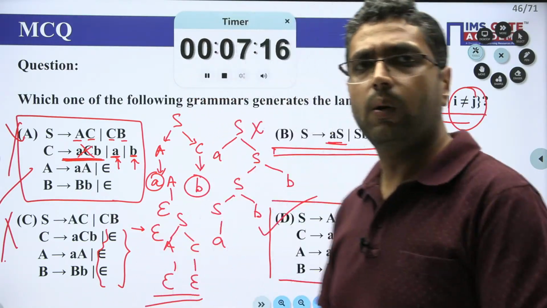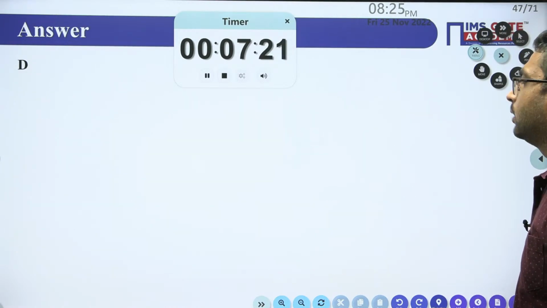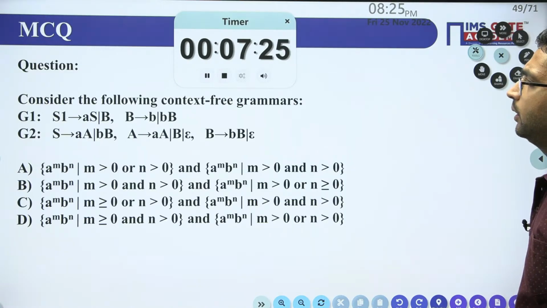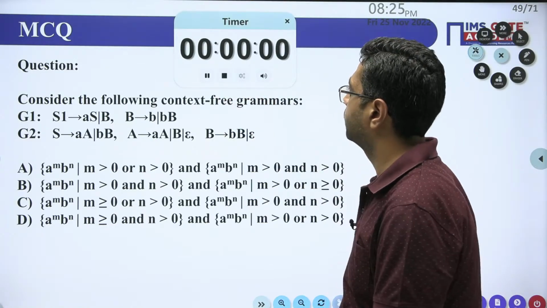Right? So now let's go to the next question. And this is the last question on context free grammars that we are doing. And I'll again give you 2 minutes to solve this.